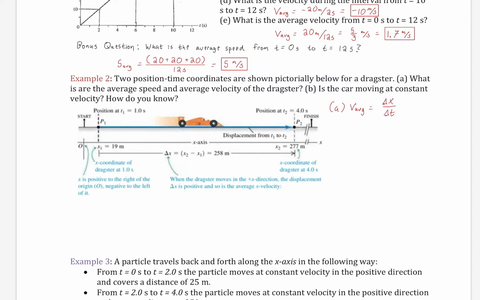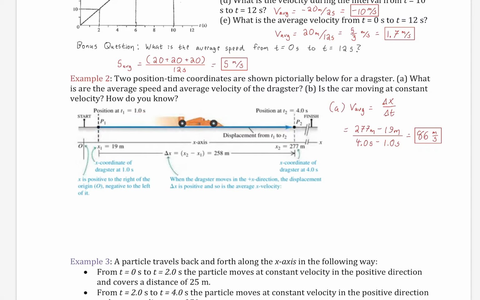So first we'll calculate the average velocity. I'm reminding us that the definition is just delta x over delta t, displacement over elapsed time. So then it would just be 277 minus 19 over 4 minus 1. Why is that? Well, because this point here corresponds to a time of 4 and a displacement of 277. That's our final point, our x2, and our x1 is 19 and a time of 1.